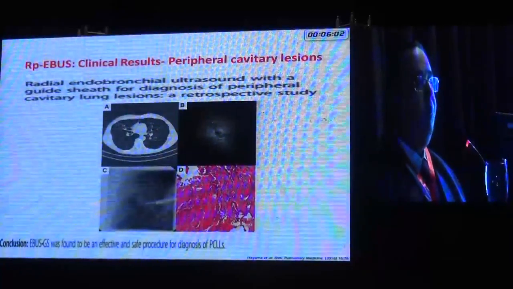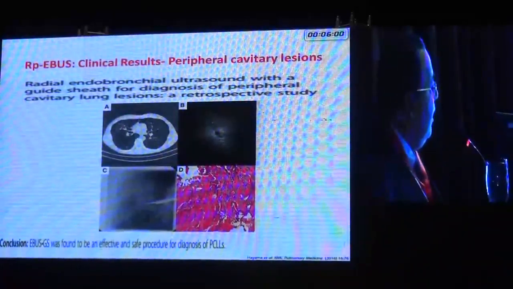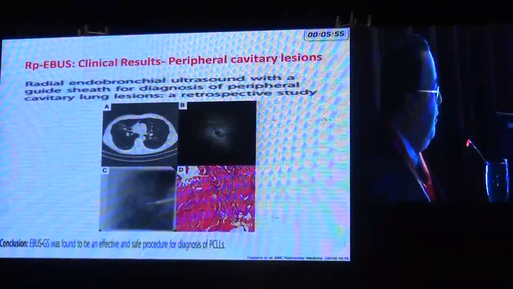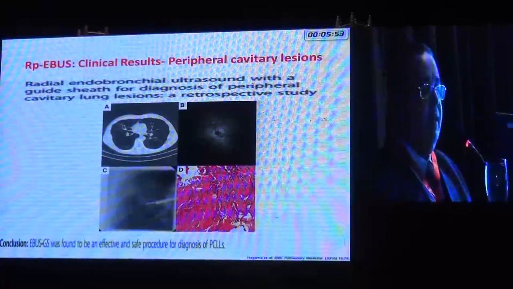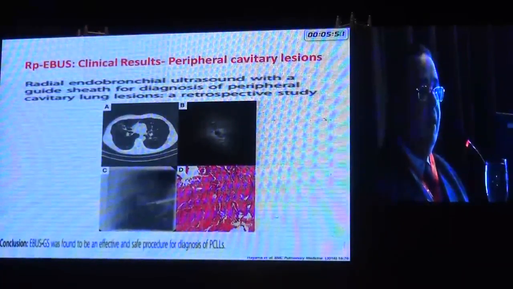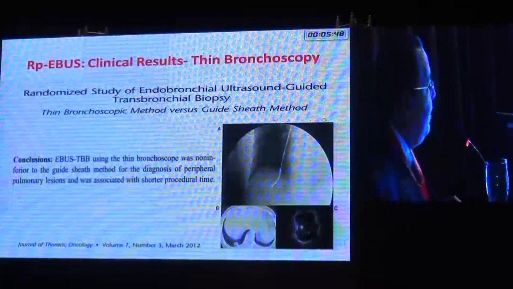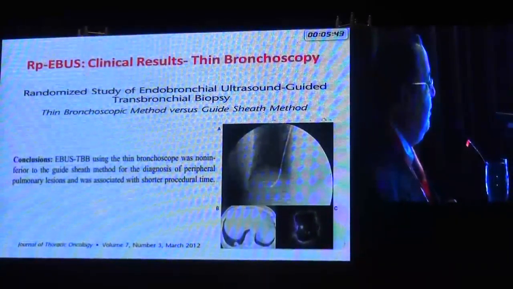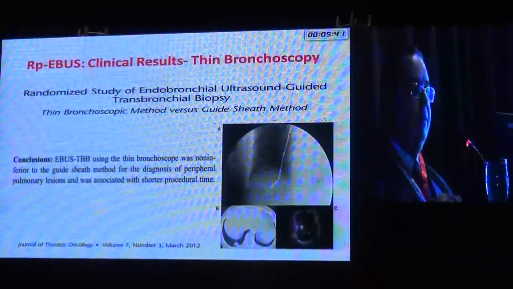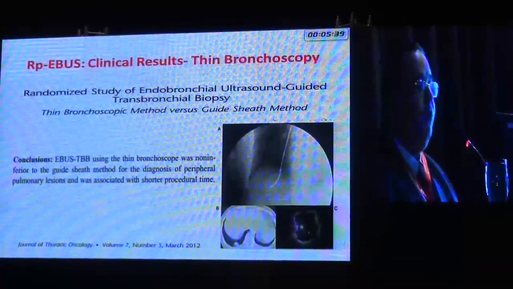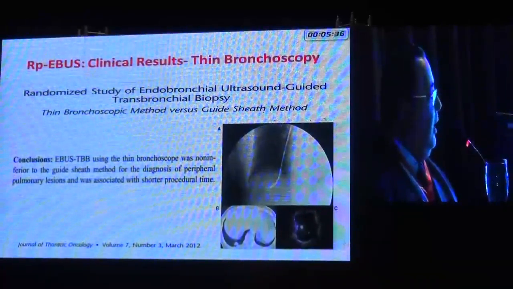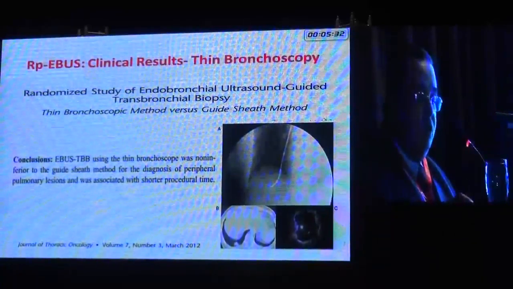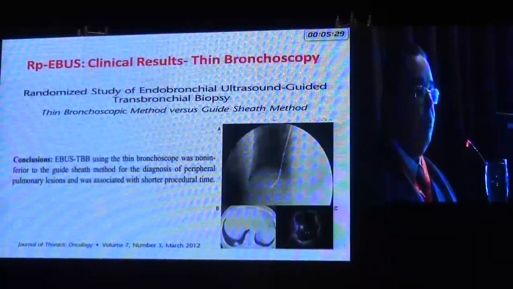This is another example, when you are confronted with peripheral lung cavities. Even the EBUS probe can reach these cavities, and you can get a diagnosis, and it is safe and effective even in peripheral lung lesions. Also, when a prototype thin bronchoscope was compared with a guide sheath, it presented the same results, but when you use the thin bronchoscope with the 1.4 millimeter ultrasound probe, it can reach a shorter procedure time, so you can be more rapid with the thin bronchoscope.